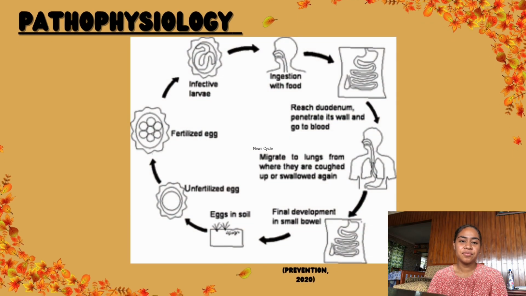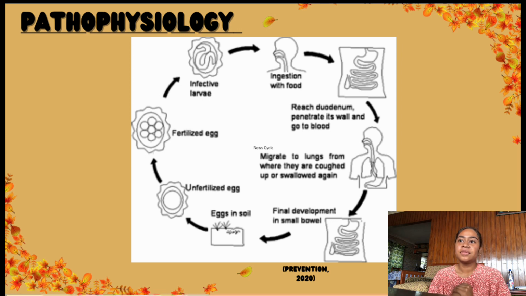Moving on to the pathophysiology, or how this nematode causes disease in the body. It is ingested with food. This occurs when food is not thoroughly washed during its preparation time. It reaches the duodenum, where it is able to penetrate through the duodenum walls and enter the blood circulation.